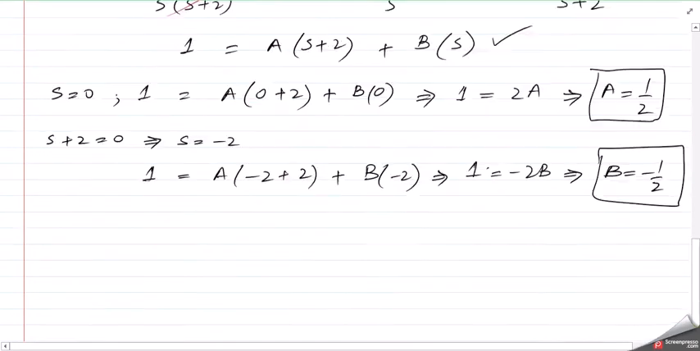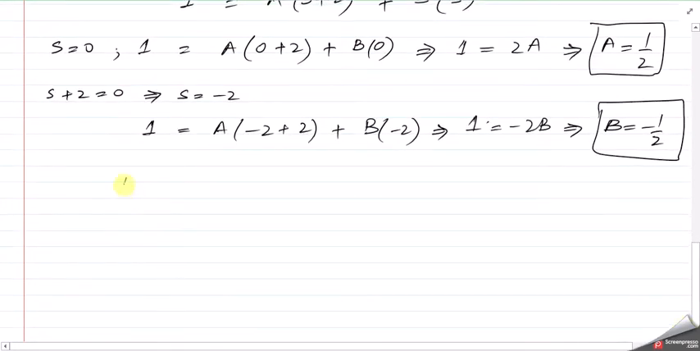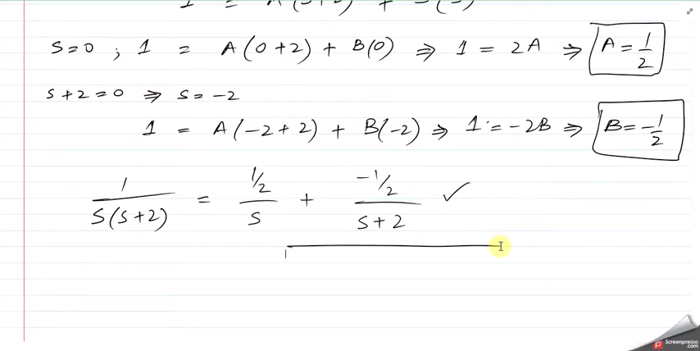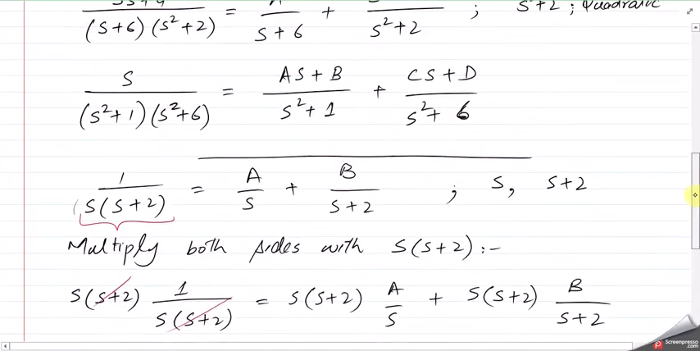So now we have A, now we have B, so it means our partial fraction is ready: 1 by 2 over S plus minus 1 by 2 over S plus 2. Now that's good. So that's how we make partial fractions. Now let's see, why do we need partial fractions? Now let's complete our question.